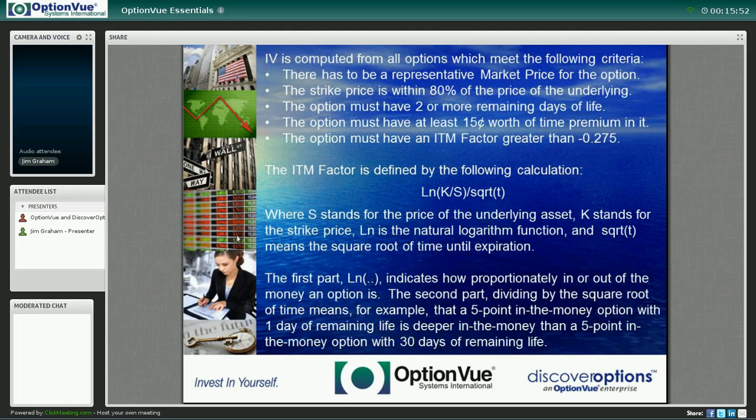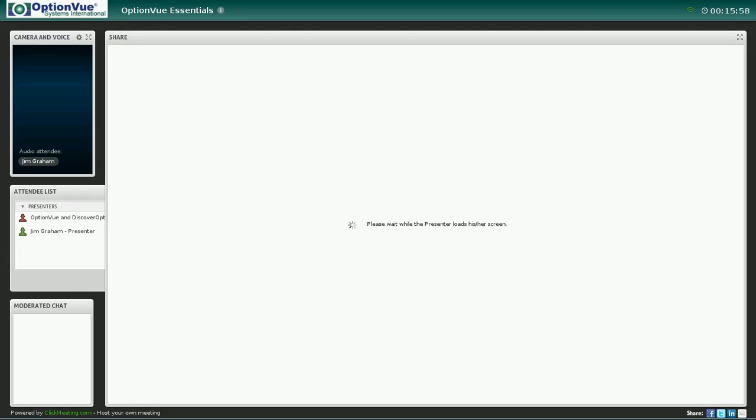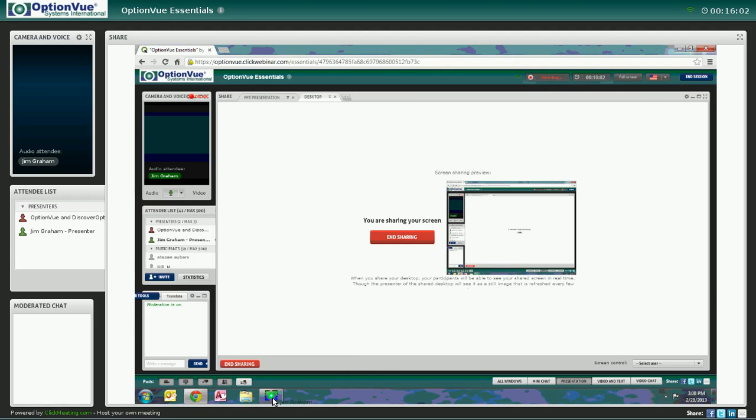So let's see. So let me switch over to sharing my desktop and open OptionVue.